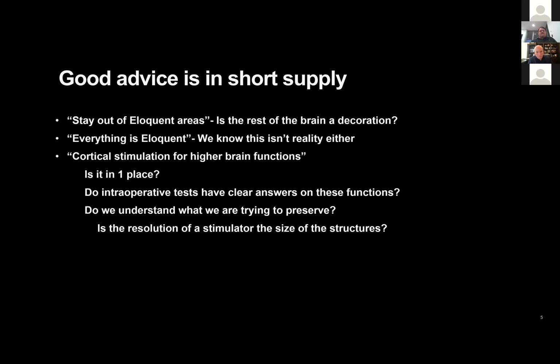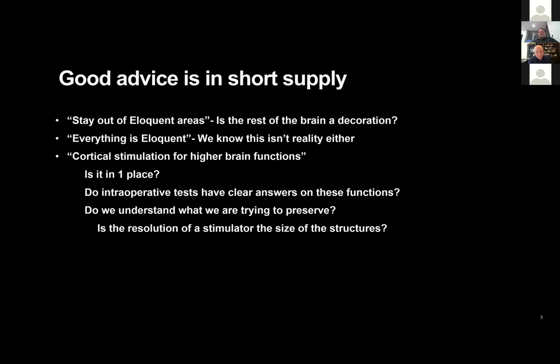On the other side, people have gone the other direction and said, well, everything is eloquent. And of course, we know that's not true either. If we use the term eloquent to mean that if you cut it, there will be a deficit, then this is not how the brain works either, because we know that there's forgiveness to an extent for certain things. Otherwise, we wouldn't be able to operate in the brain at all without everybody having some serious consequences. And we know that many people go on to live normal lives without having obvious neurological deficits. So neither one of these simple platitudes gives us everything we need to know.